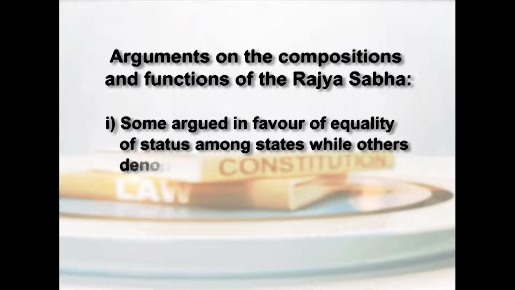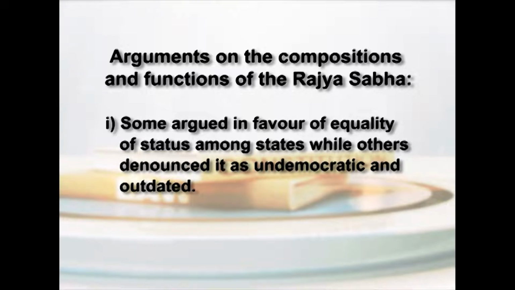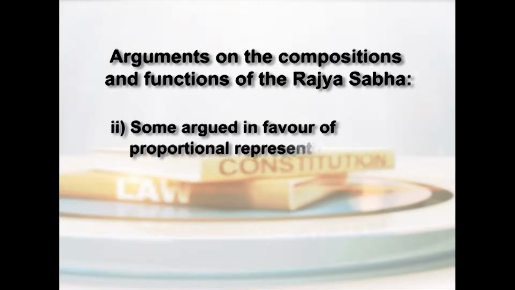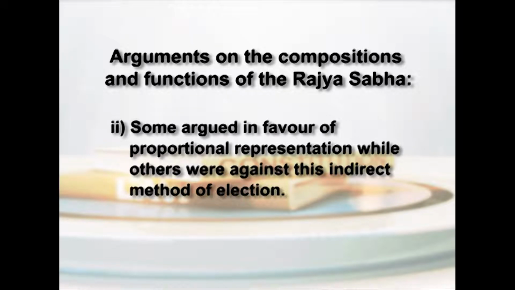Some argued in favor of equality of status among states, while others denounced it as undemocratic and outdated. There were some who argued in favor of proportional representation. In fact, they welcomed the very method of proportional representation, while there were others who were against this indirect method of election.